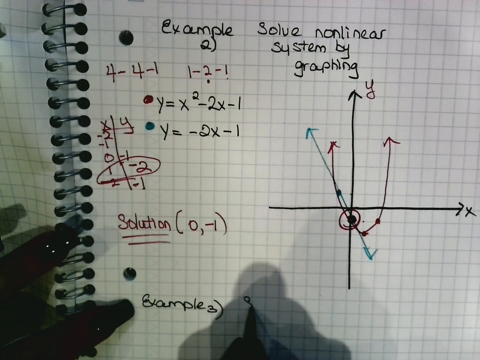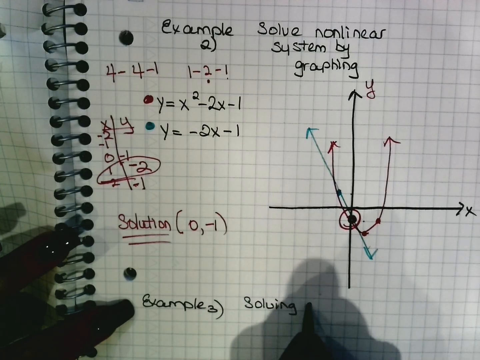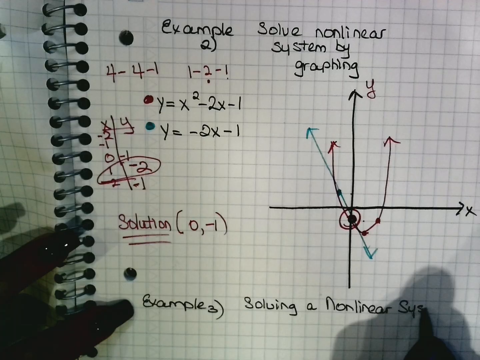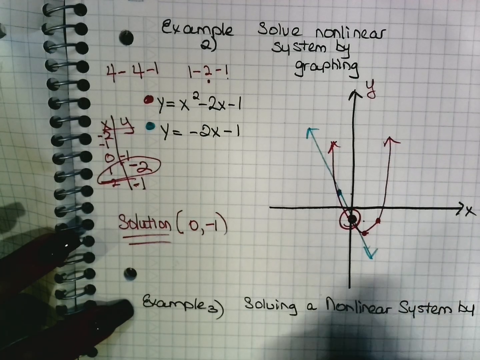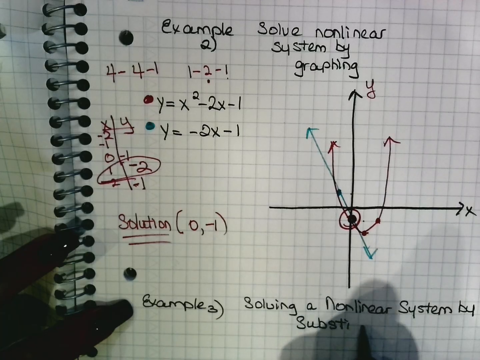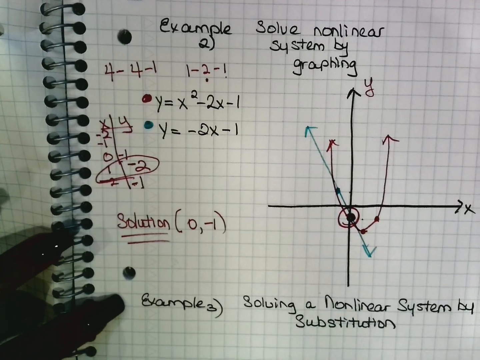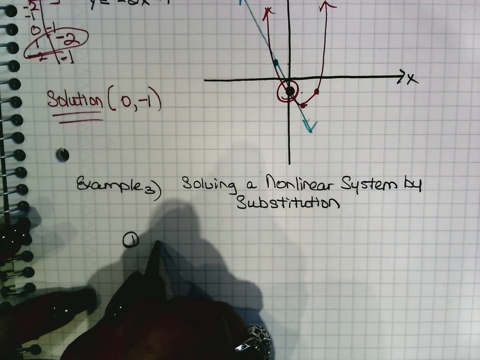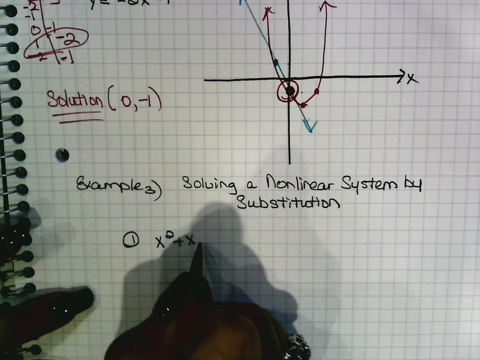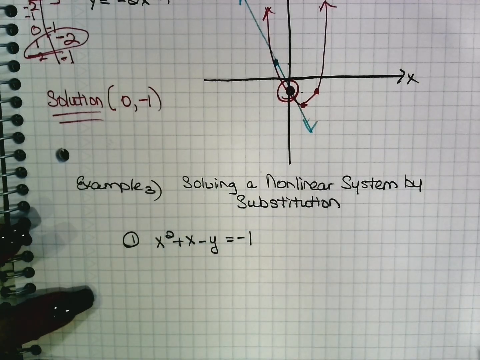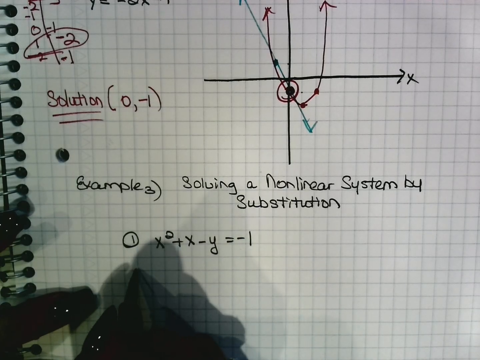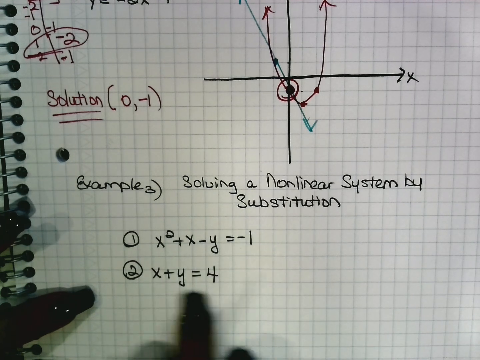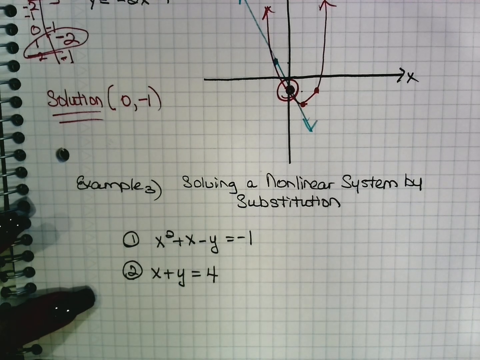And this is solving a non-linear system by substitution. Okay? So here we go. In this case, we have x squared plus x minus y equals -1. Wow, that's messy. And we also have x plus y equals 4. So this is definitely a line, and this is a quadratic.